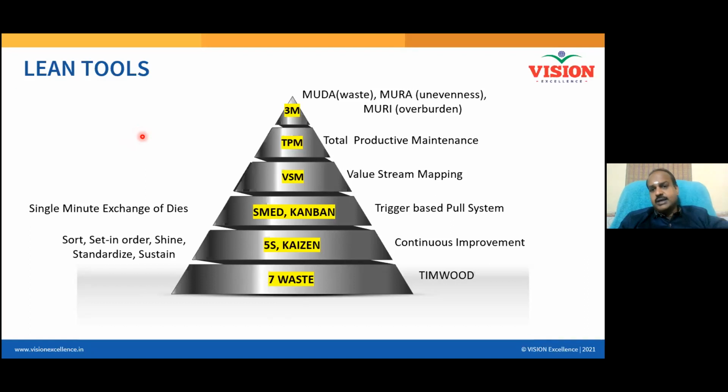Every resource has got a capacity. If you go beyond the capacity, that is called overburdening. So overburdening will definitely invite failures. So lean is all about eliminating Muda, Mura, and Muri. Do you all understand what is 3M?